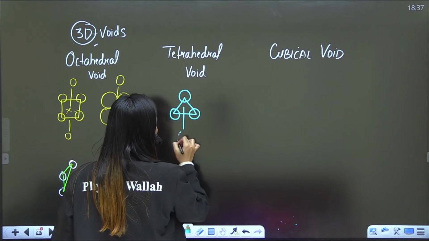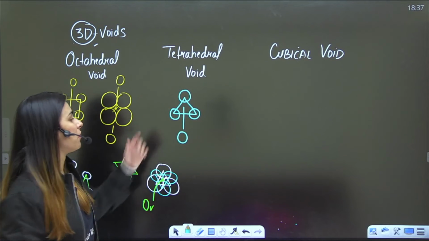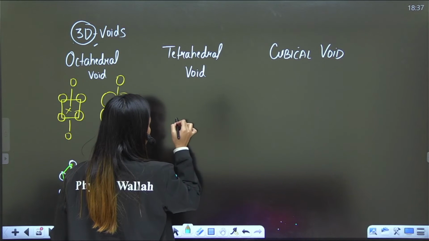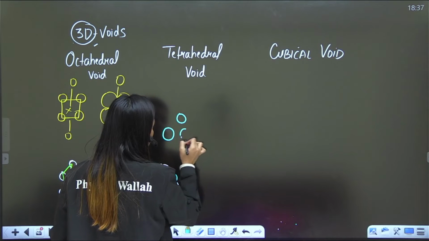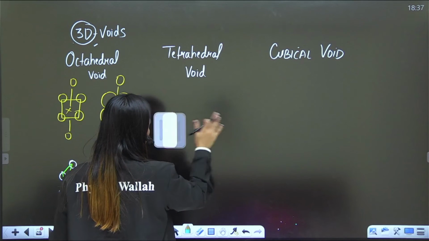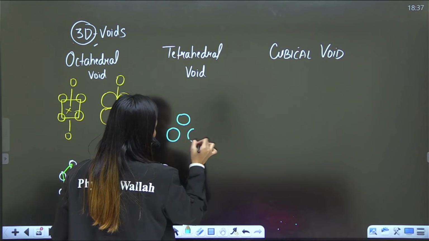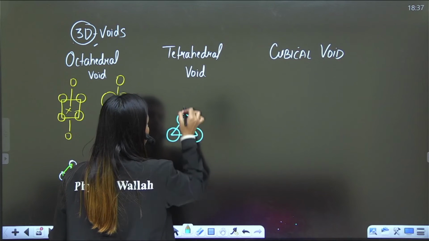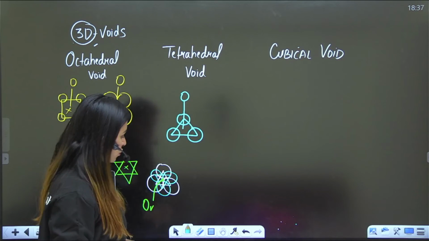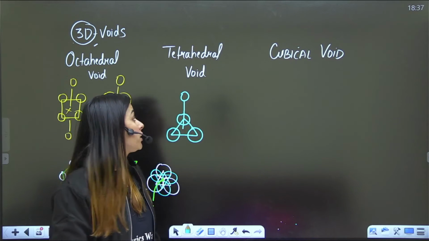And let's say you have one atom like this. This is above. So let me just draw it like this. You have 3 different atoms like this, and then you have one atom here. So this is your what?